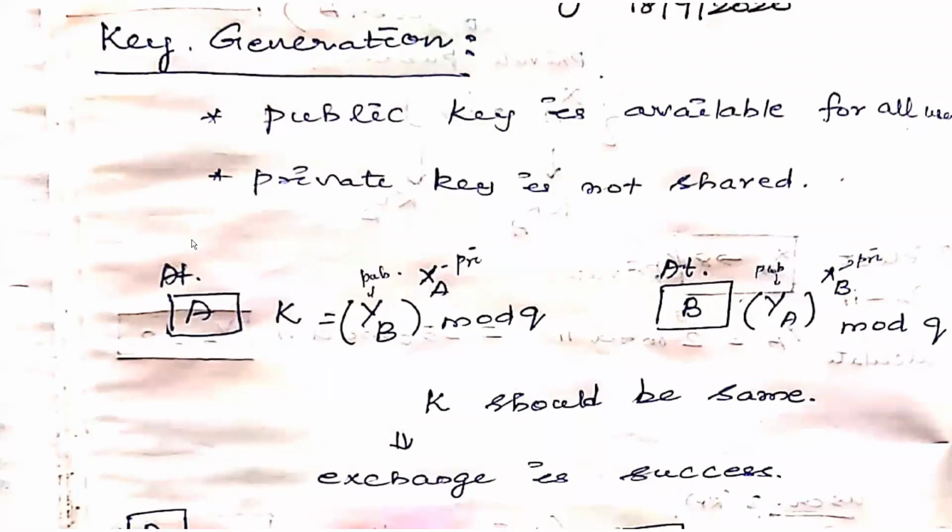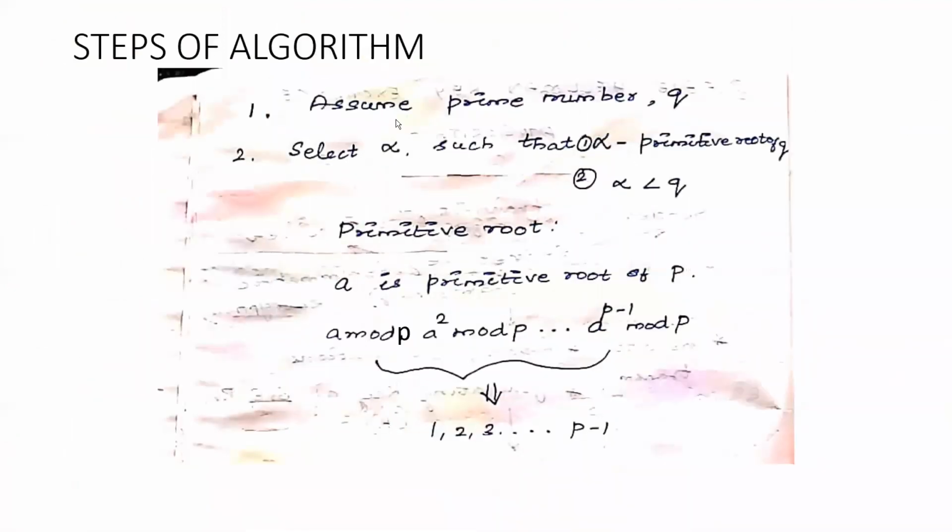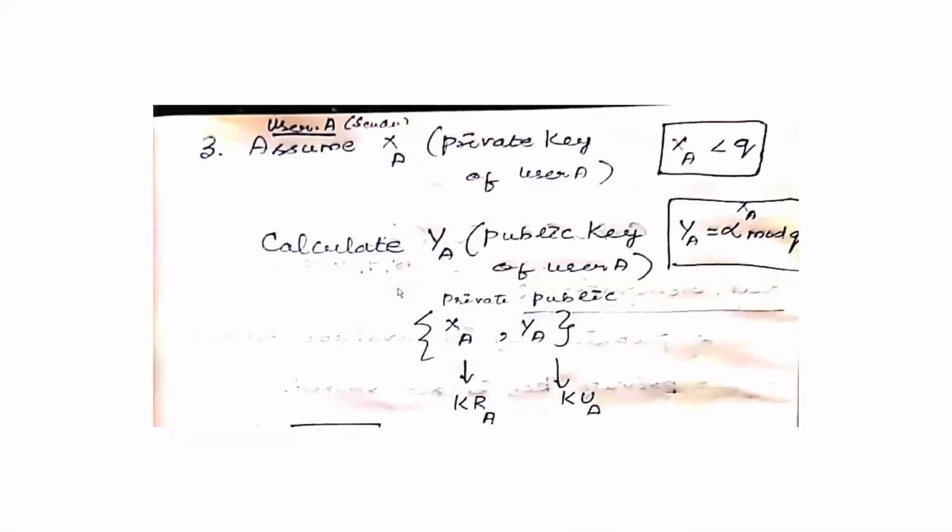So the key here is K. We are not transmitting the keys; we calculate it at the sender, and we calculate it at the receiver by using some formulas. If K is the same, only then can we say the exchange is a success. Now the same steps we are going to discuss with an example problem. The first step is to assume the prime number Q. Now let us see the example problem.